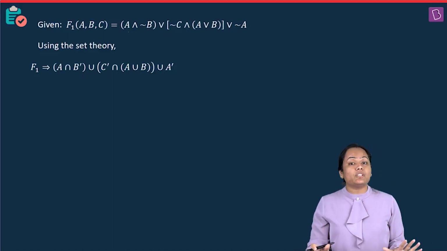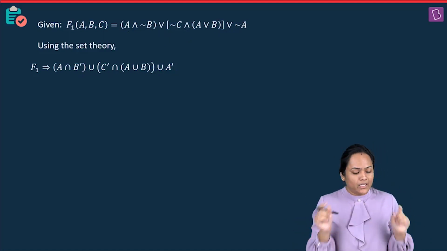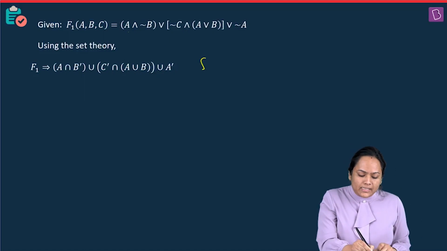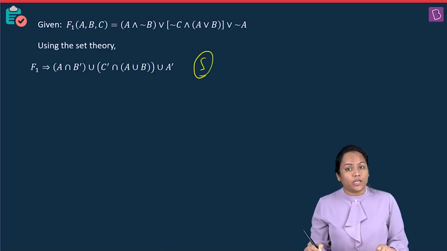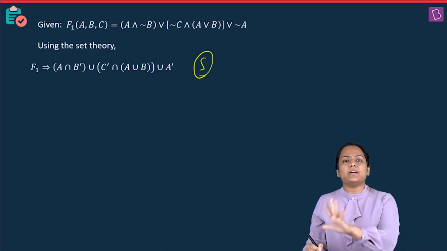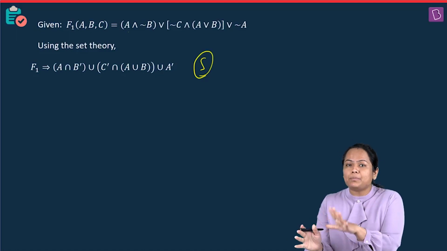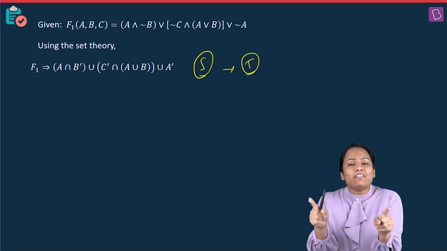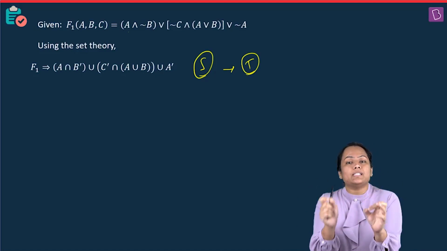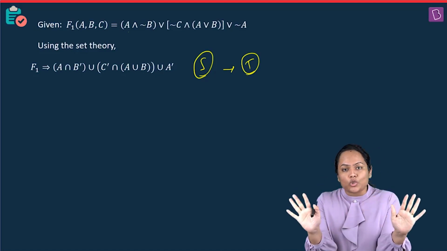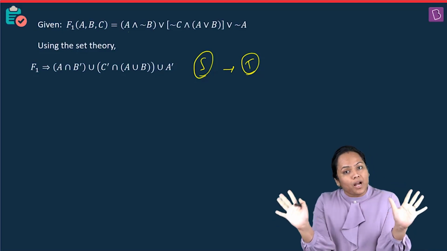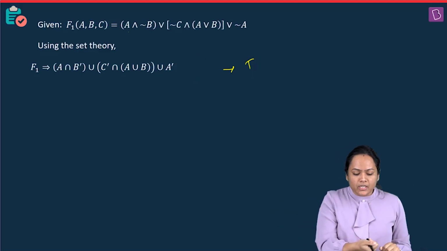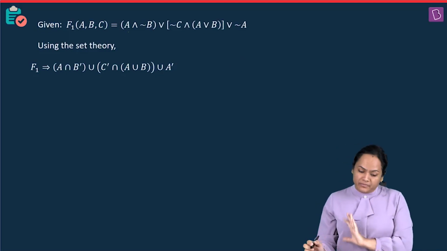That means I can obviously draw a Venn diagram and find whether this is going to give me the entire sample space or not. If I get F1 denoting the entire sample space, that means it has to be a tautology. If it's not giving me the entire sample space, that means it's not a tautology. As simple as that. Understood? Perfect. So now I'll try to simplify this.